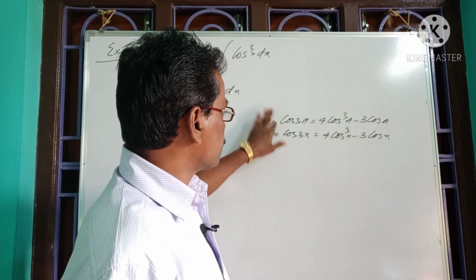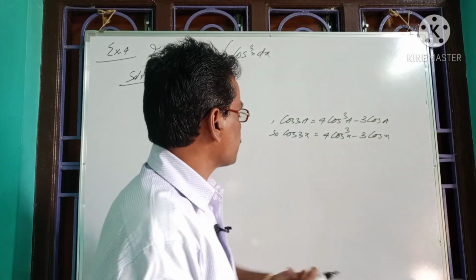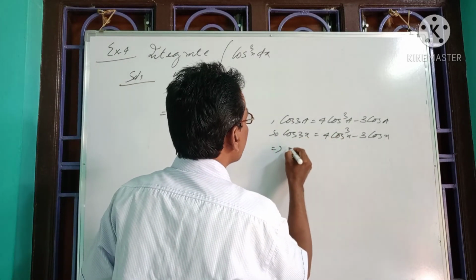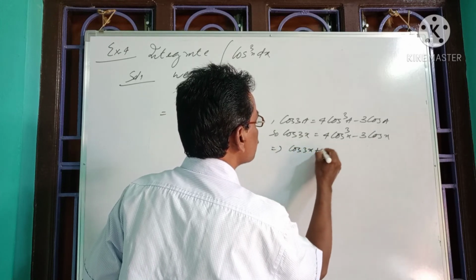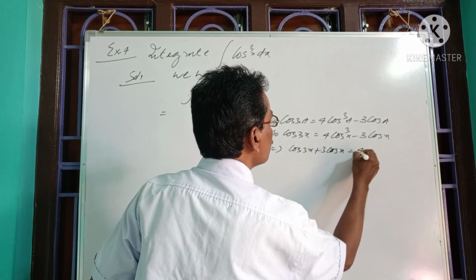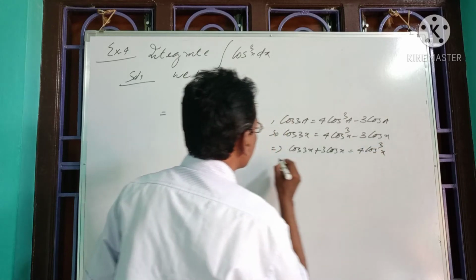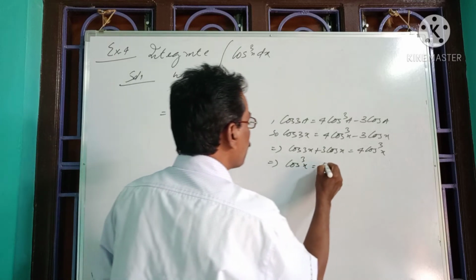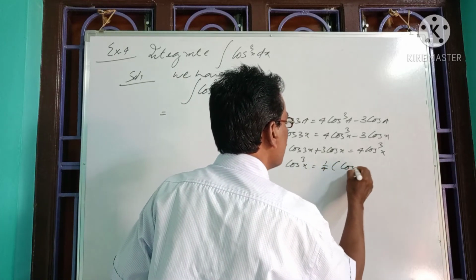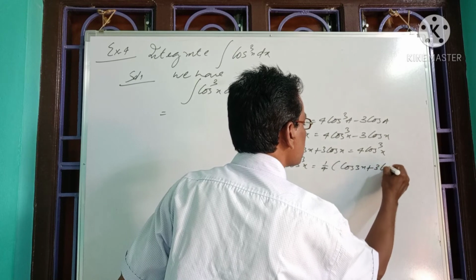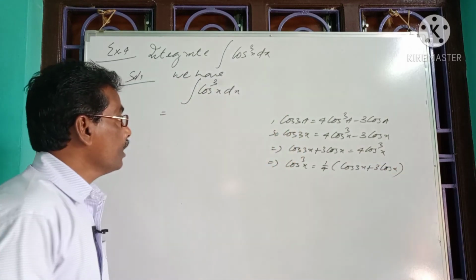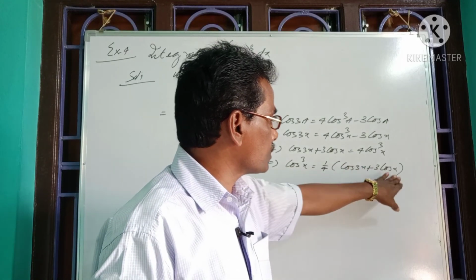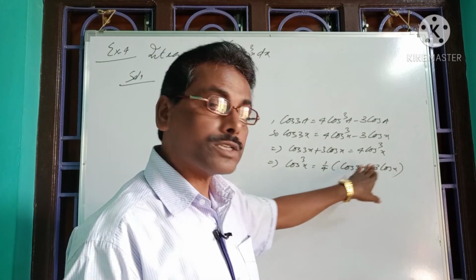In the same process, cos 3x will be 4 cos cubed x minus 3 cos x. So simplifying for cos cubed x, we have cos of 3x plus 3 cos x is equal to 4 cos cubed x. So cos cubed x will be 1 by 4 whole into cos of 3x plus 3 cos x. So now see, we got cos cubed x in the shape of 1 by 4 whole into cos 3x plus 3 cos x, where cos 3x is integrable, and cos x is also integrable.